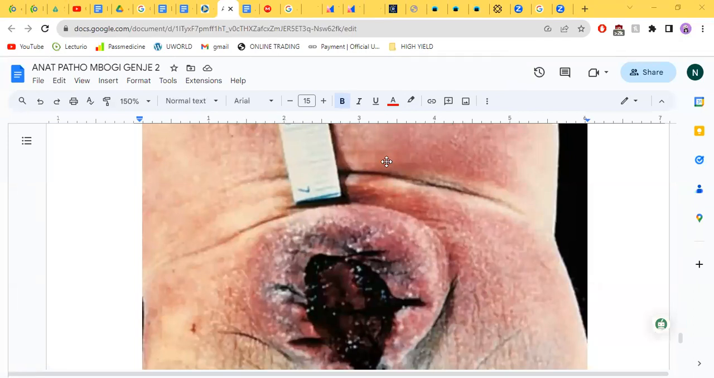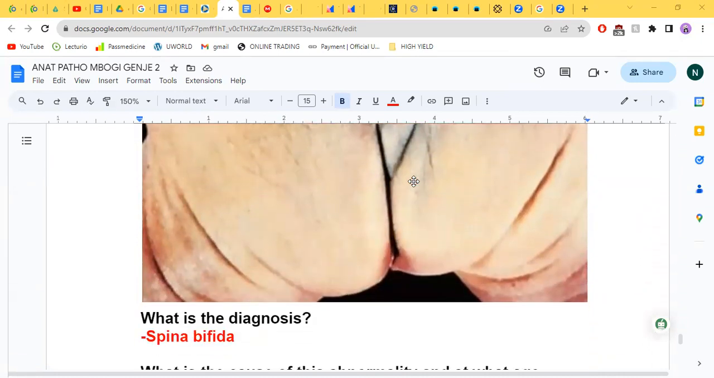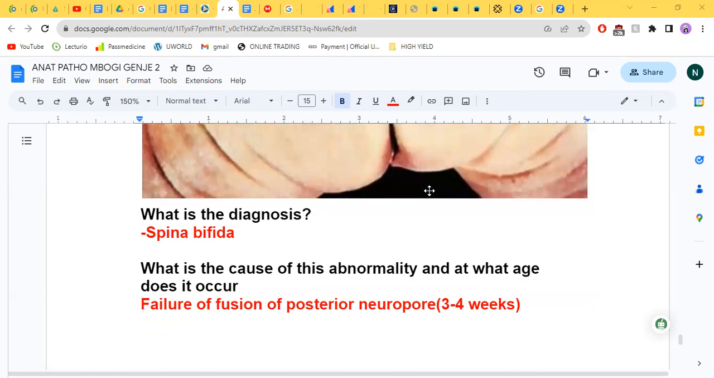Right. Now we've said this is spina bifida. Yeah, so this is spina bifida. What was the cause of this abnormality? There's a failure of fusion of the posterior neuropore. That is in 3 to 4 weeks. Yeah, so I think maybe we just go with spina bifida of the meningeal cell.